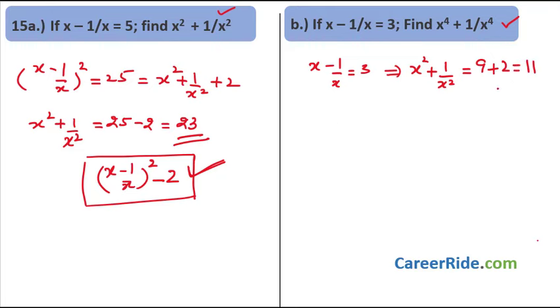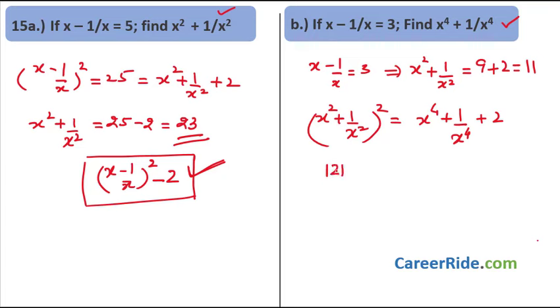From here, what did I do? I just squared and added 2, right? But in the next step, what do I have to find out? I have to square x square plus 1 upon x square, right? So this is going to give me x to the power 4 plus 1 upon x to the power 4, and this is plus 2. So basically I'll square x square plus 1 upon x square is equal to the square of this, which is 121, because 11 square is 121. 121 minus 2 is equal to x to the power 4 plus 1 upon x to the power 4.